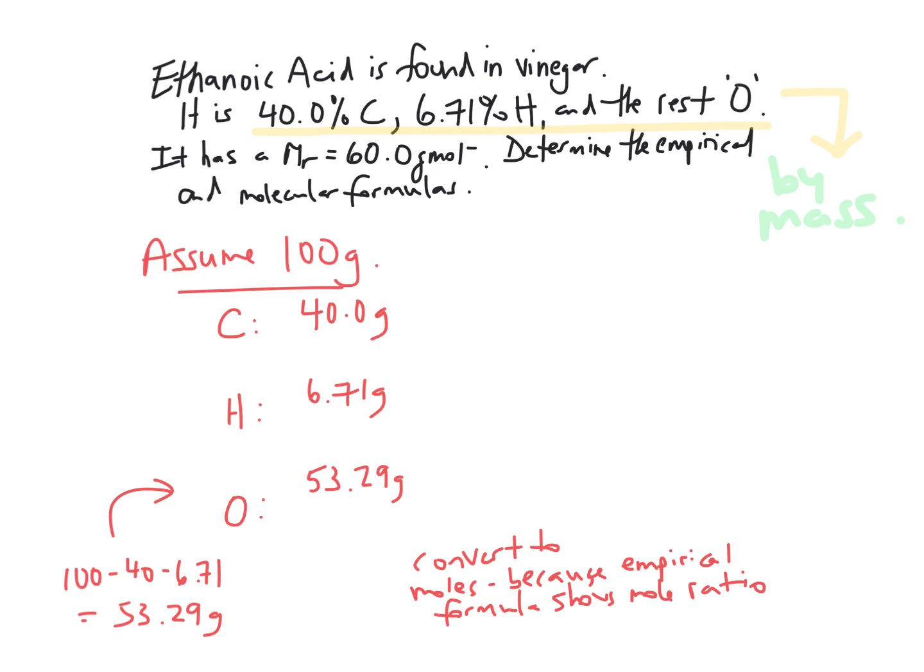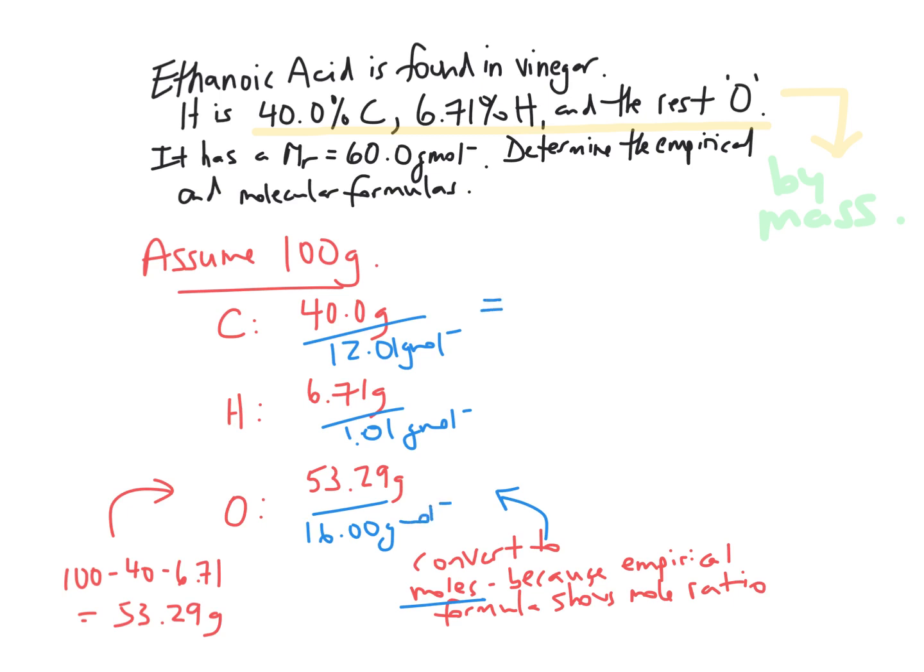So how do we do that? I'll do that in a different color, maybe that way I can save some space. In doing that, we're going to have to divide each by their respective relative atomic masses. So you look at the periodic table and pick that off. It's 12.01 grams per mole for carbon, 1.01 grams per mole for hydrogen, and 16 grams per mole for oxygen.